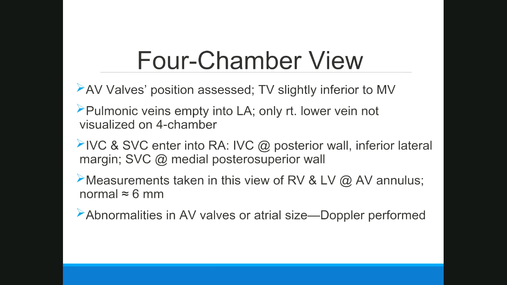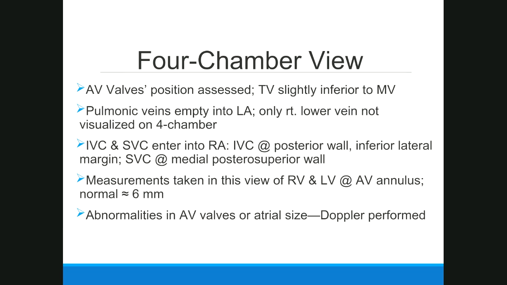You should be able to note the pulmonary veins dumping into the left atrium. In the 4-chamber view, the right lower pulmonary vein is the only one that's not visualized, just due to how the beam is coming through, which makes that one a little bit more difficult to image. You can sweep through and see the IVC and the SVC entering into the right atrium.